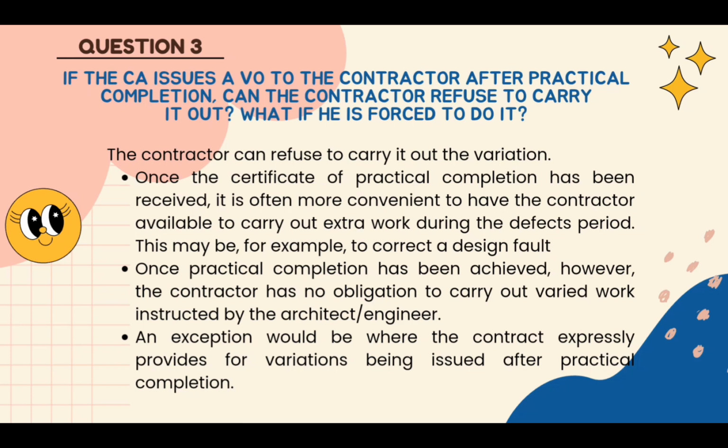It is because once the certificate of practical completion has been received, it is often more convenient to have the contractor available to carry out extra work during the defects period. This may be, for example, to correct a design fault. Once practical completion has been achieved, however, the contractor has no obligation to carry out variation work instructed by the architect or engineer. An exception would be where the contract expressly provides for variations being issued after practical completion.